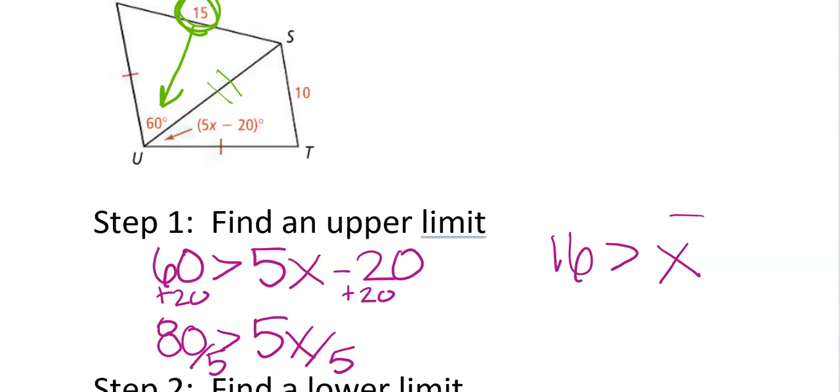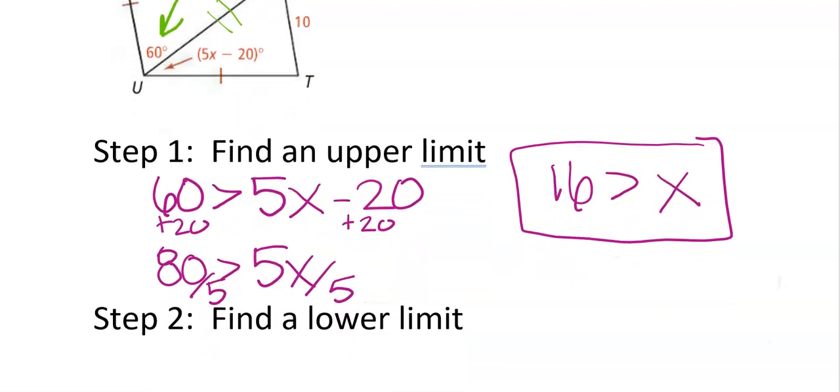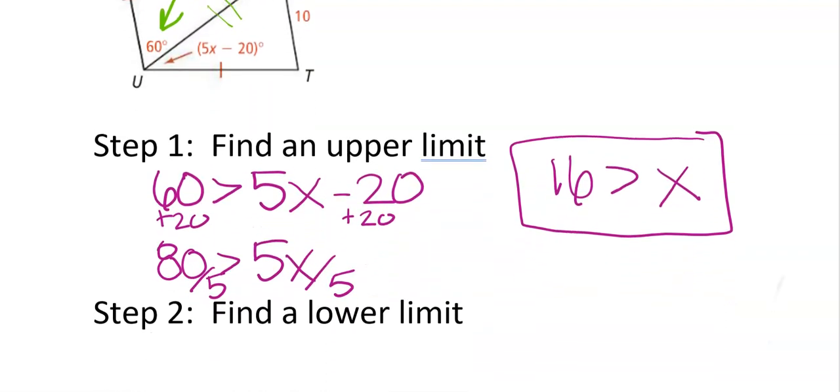Okay, so here's my answers so far. X is going to be less than 16, or I have 16 is greater than x. I'll talk about that at the end. Okay, so we have our upper limit, it's going to be 16. Okay, now how do you find a lower limit? This one is the one that's tricky.